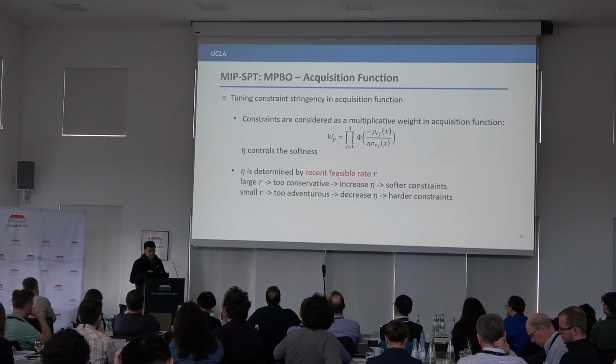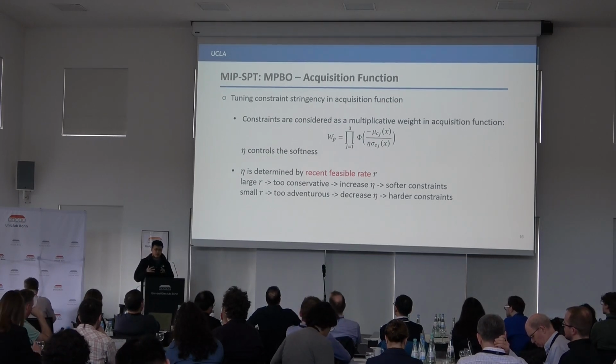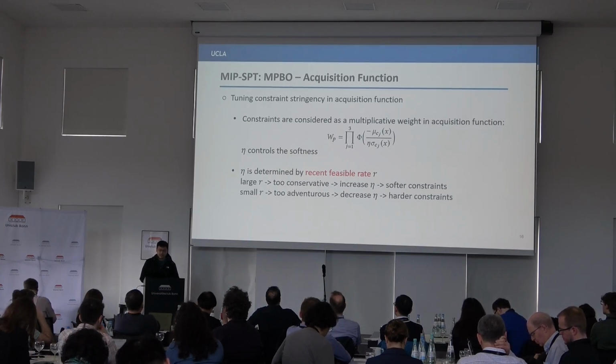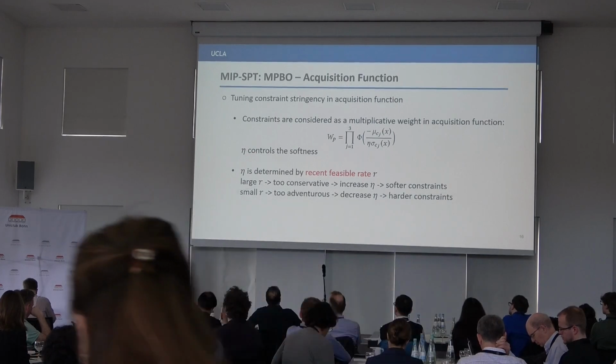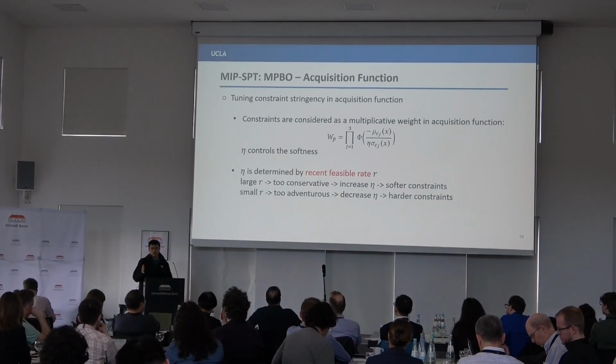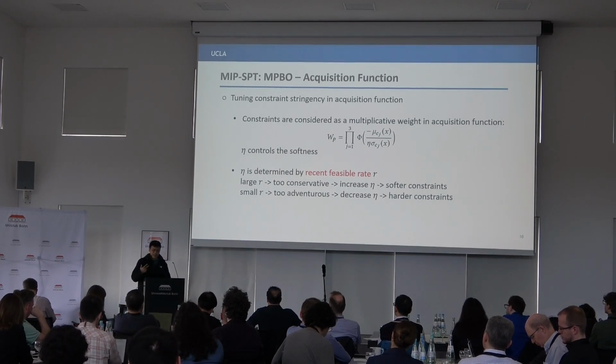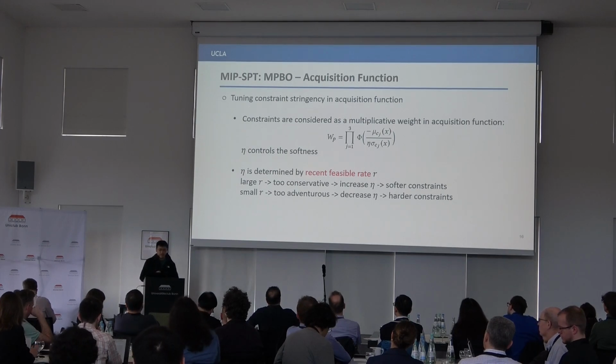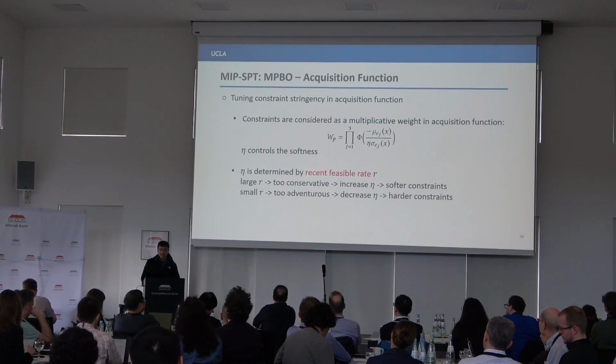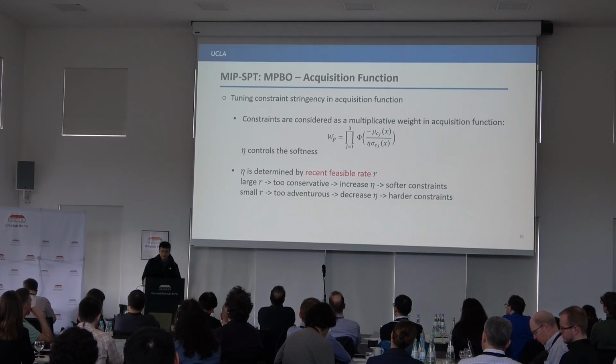So if we have a large R, it means we may be too conservative, so we can increase eta and we get softer constraints. And if we have a small R, we might be too adventurous and we might not be able to get a lot of feasible points. So we just decrease eta and we get harder constraints, which means the points will be more feasible.